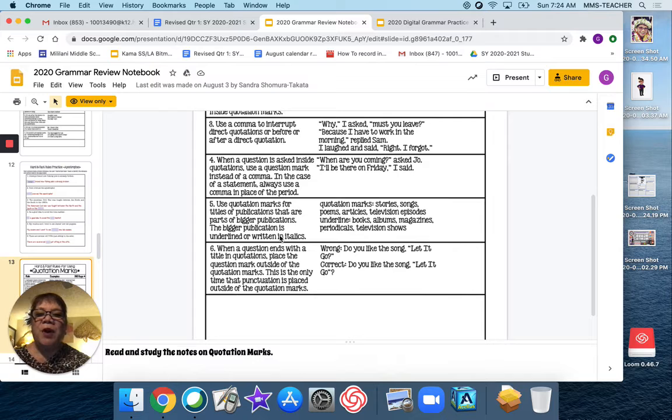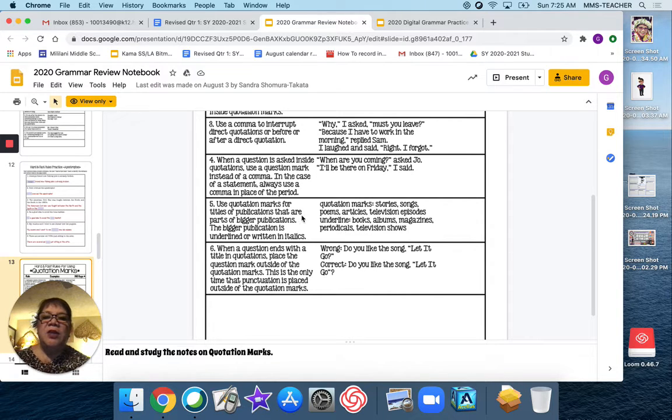Okay. Let's look at rule number 5. Use quotation marks for titles or publications that are parts of a bigger publication. The bigger publication is underlined or written in italics. So the example: quotation marks, colon, stories, songs, poems, articles, television episodes. You would underline books, albums, magazines, periodicals, and television shows.